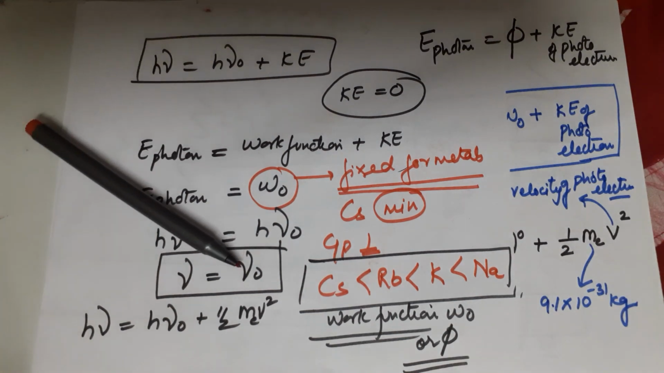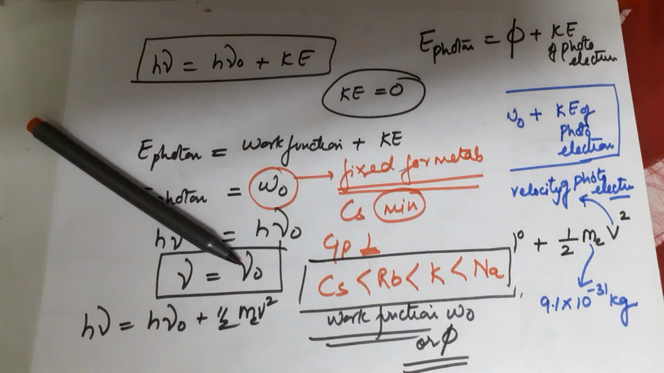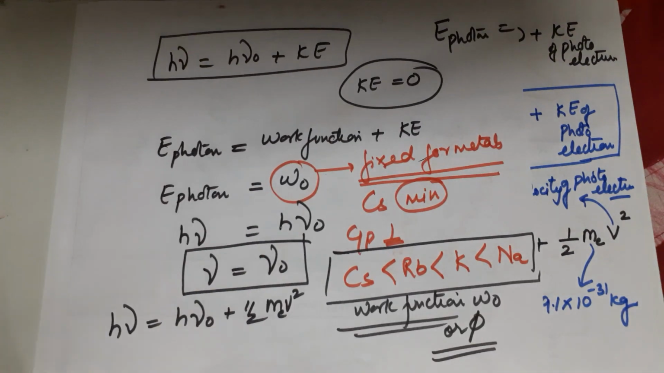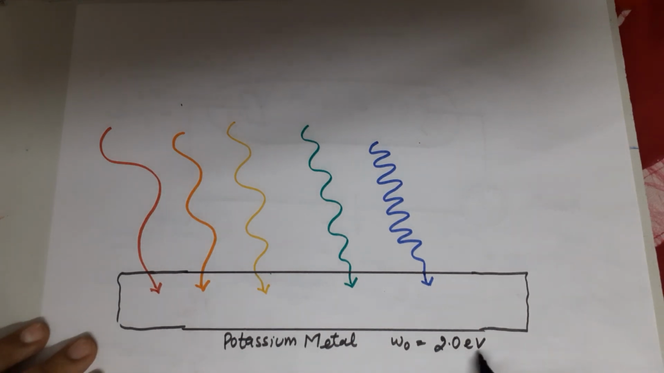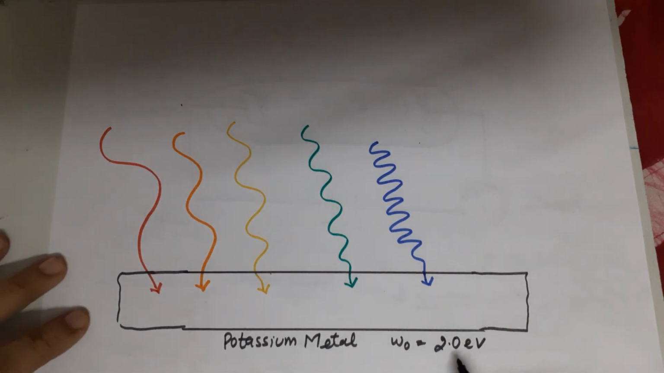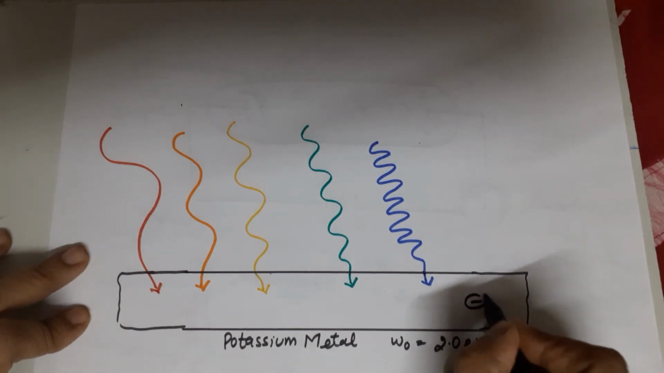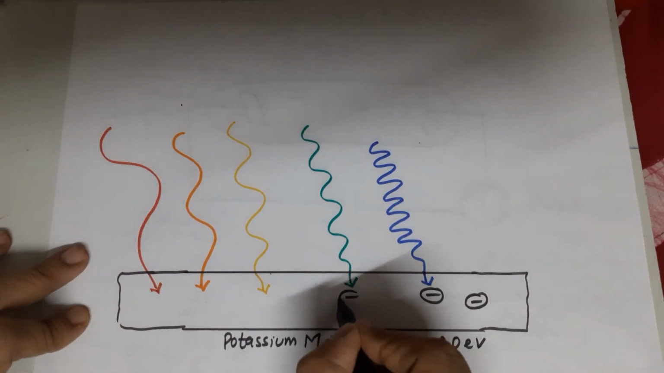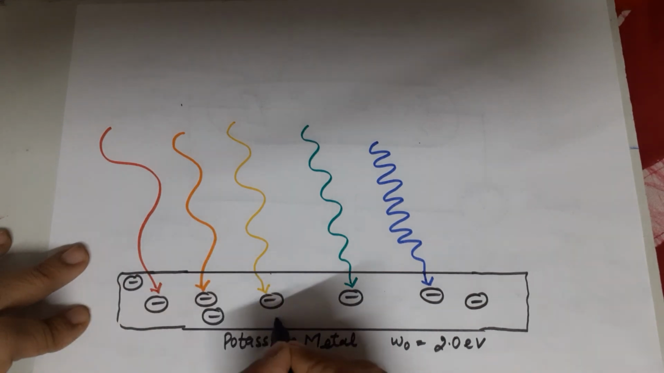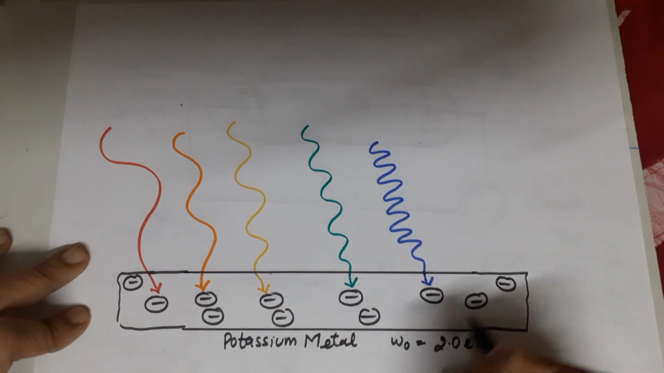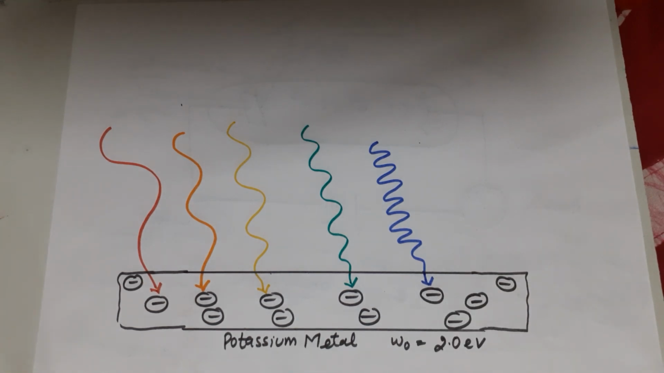Fine. So moving ahead with the concept, we come to the second part of it. Now this is what I was trying to help you out with. Now let us take a metal which is potassium, and it has a work function of 2 eV. 2 eV means the energy required just to bring the electron to the surface is 2 eV. Let us take these electrons which are hit by visible light. There are loosely held electrons on the potassium surface, and they have to be hit by the light.